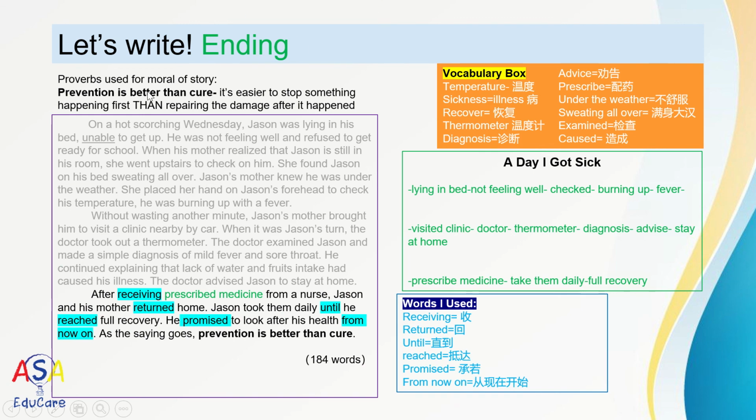Usually for the ending, try to put a moral story with a proverb, an idiom or saying. For this story, I put "prevention is better than cure". Don't look down here, I want to explain this first. Prevention is better than cure means it's easier to stop something happening first than repairing the damage after it happened. This is a good example for the ongoing COVID. Remember, if we prevent, then now we don't have to deal with all this curing.